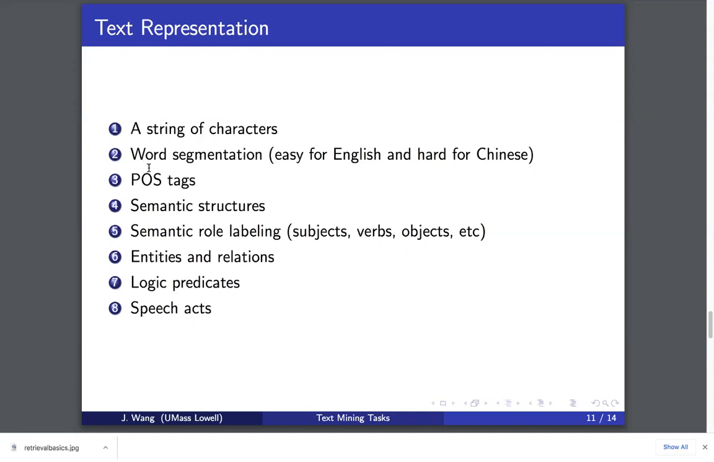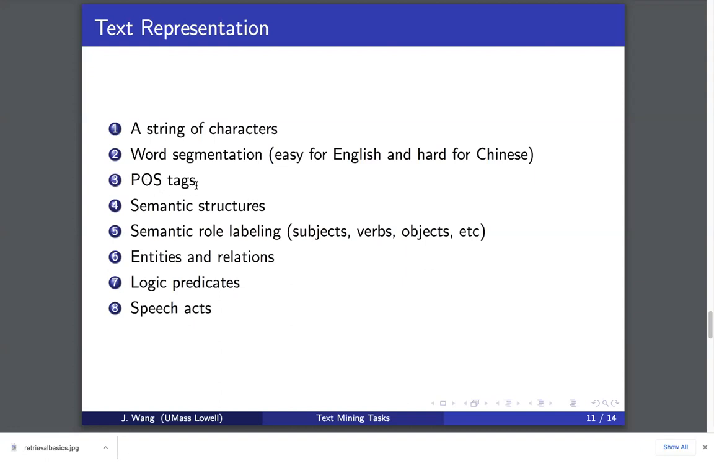The next is you look at a text file as a sequence of words, or word segmentation. So instead of just looking at a text file as a string of characters, I'm going to look at a text file as a sequence of words. So that's another way to represent a text file. As I said earlier, it's easy for English documents. It's not so easy for Chinese because you need a good segmentation tool to segment words in a document written in Chinese and some other similar languages.